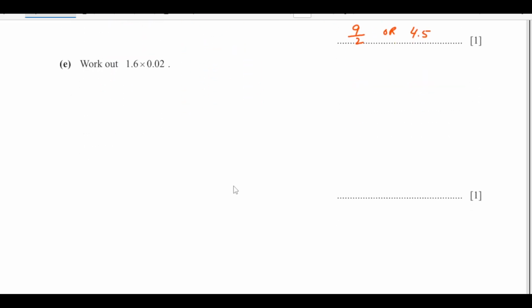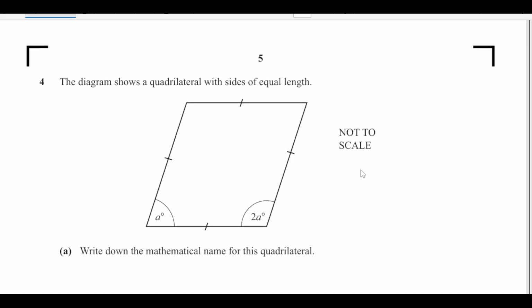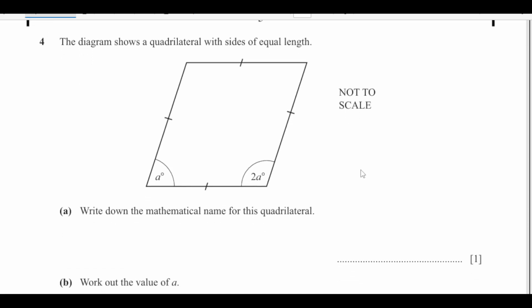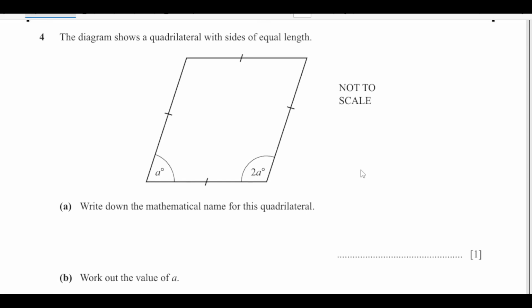Now we have 1.6 times 0.02. I will just multiply directly as 16 times 2. 16 times 2 is 32, right? Now we will continue counting the decimal places. So we have 1 decimal place, 2 decimal places here, 3rd here. So we have 1, 2, and to make it 3 we will put a 0 here. So this is going to be 0.032.